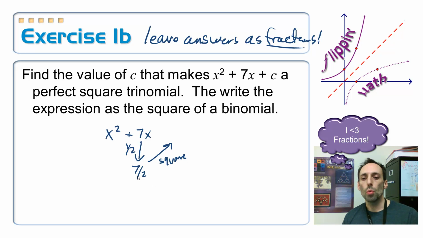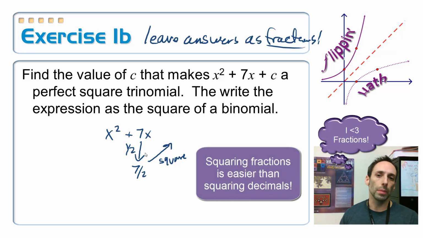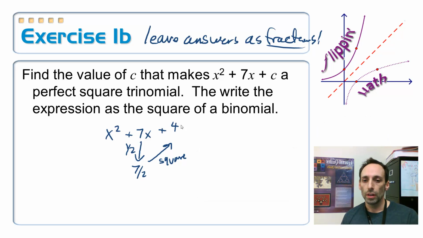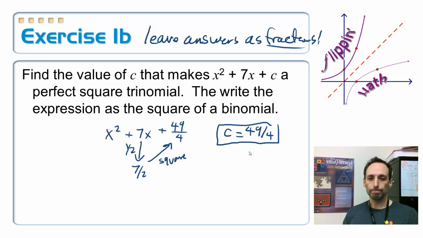Is it easier to square 7 halves in your head or on a piece of paper, or 3.5? Now, if you have a calculator, it makes really no difference because you just plug the thing in. But if I don't have to pull up my calculator and turn the thing on, it's a hassle. I can just square the top and square the bottom, and that's plus 49 over 4. And that's a piece of cake. But squaring 3.5 is a little bit more tedious. So C is 49/4. That's the number it takes to complete the square.